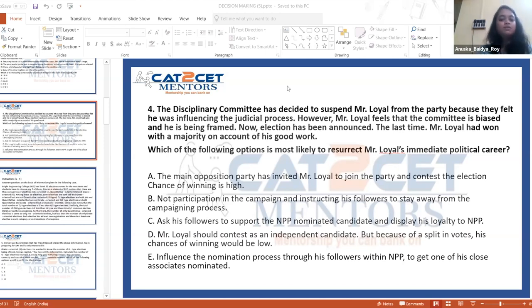B, not participating in the campaign and instructing his followers to stay away from the campaigning process. Well, this is exactly against the question. It is going to put his political career in jeopardy. He's not participating in the campaign. How is his political career going to flourish? It's not, right? So B is an eliminated option. C, ask his followers to support the NPP nominated candidate and display his loyalty to NPP. Okay, so he's asking his followers to support NPP, showing his loyalty to NPP. What will happen? Maybe 2 years down the line, NPP will select him, may not select him. So nothing is going to happen immediately. You see this word immediate? Very important.